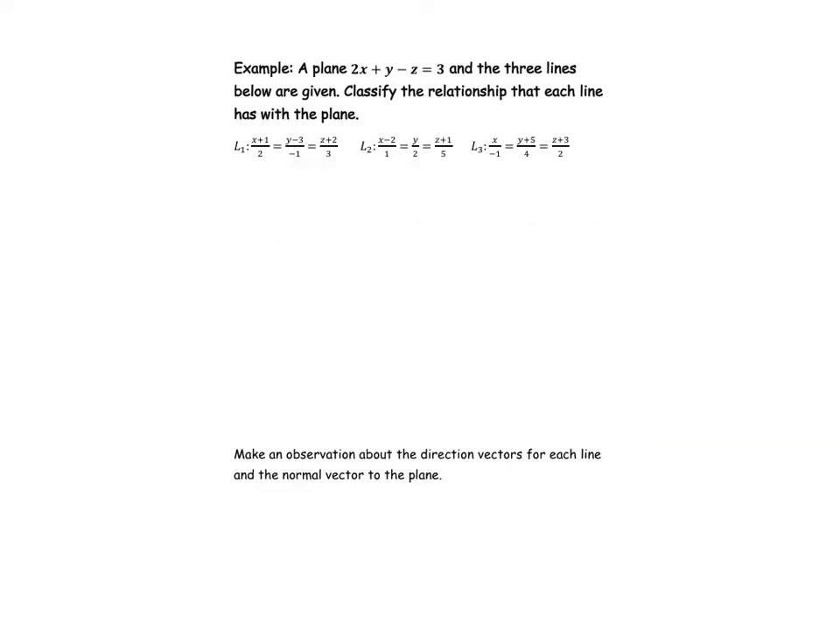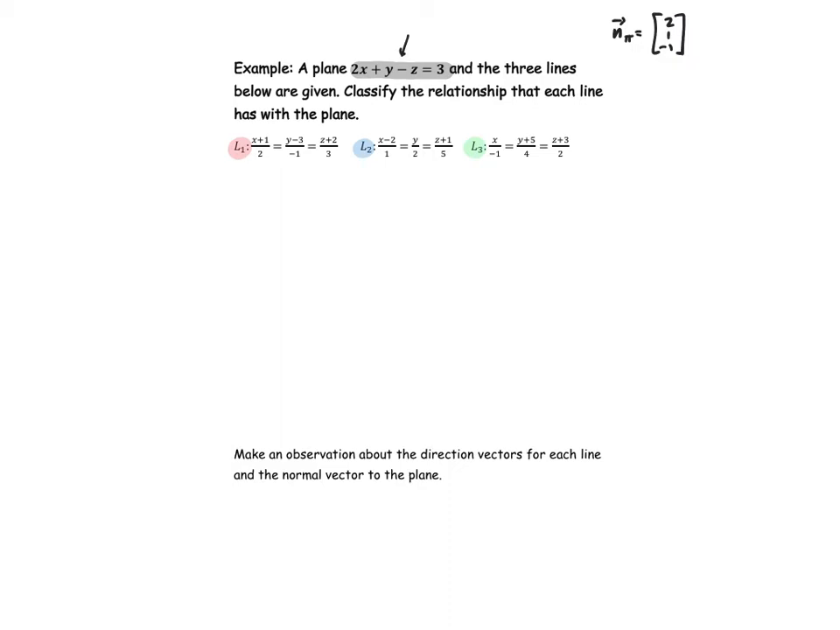Okay, let's talk about this example here where we take a plane, which is given. We've got this plane 2x plus y minus z is equal to 3, and 3 lines given below. So I got line 1, line 2, and line 3. So let's classify the relationship between the plane and each of these individual lines. Okay, so what we need to do is start with the normal to the plane. So I'm going to write out the normal to the plane, which is 2, 1, negative 1. I can see that clearly here.